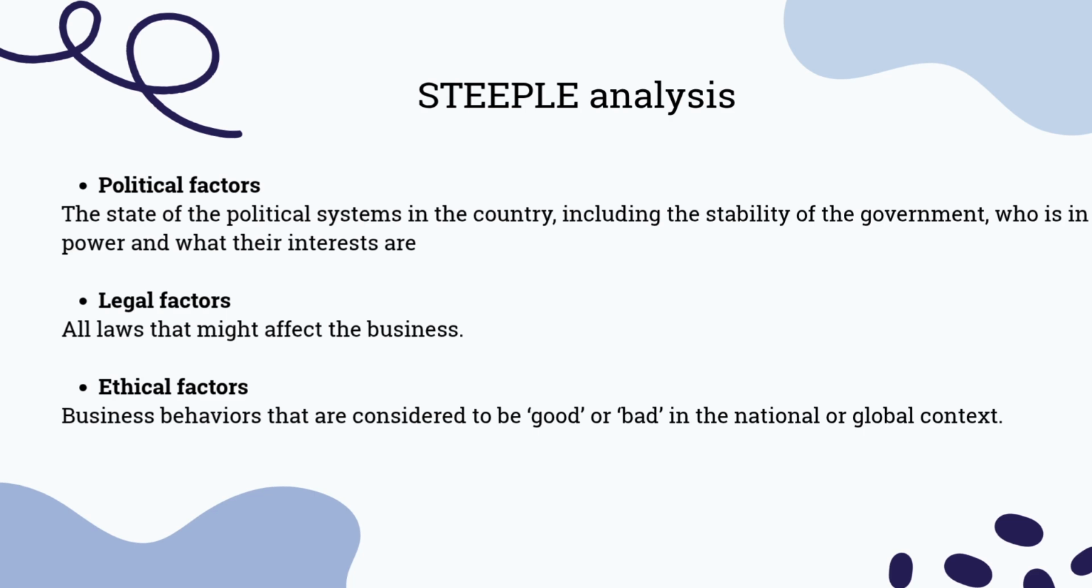The fifth one is political factors. This is the system in the country, including the stability of the government, who is in power, and what their interests are. Legal factors are all the laws that might affect the business. It can be good and it can also be bad. It includes labor laws, regulation on business processes, and environmental protection. And then ethical factors are the business behaviors that are considered to be good or bad in the national or global context.